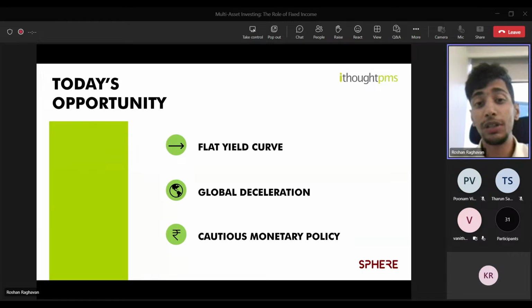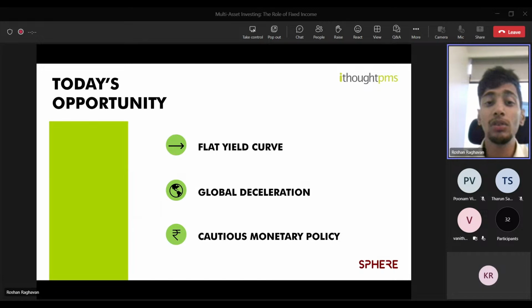So, what is the opportunity today? Your yield curve is quite flat, right? So what does this mean? This means that your short-term rates are not that far off your long-term rates. So even when you allocate to short-term fixed income, you're still reducing duration risk and you're getting similar returns.